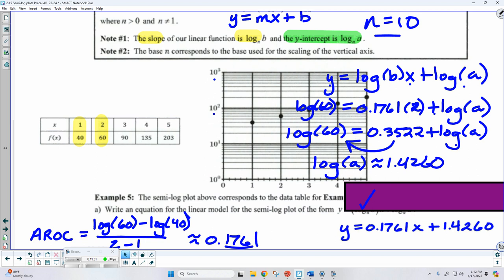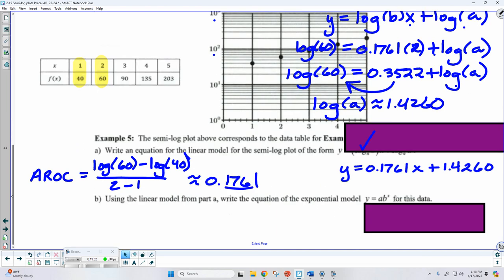I mean, it's exactly what you would have done back in algebra to go ahead and find the equation of a line. You just have to remember from a semi-log plot, you got to take the log of the output values, the log of the y's. Okay. All right, does anybody have any questions on that? Anybody confused? Okay. Well, we got one problem left, and that's it.